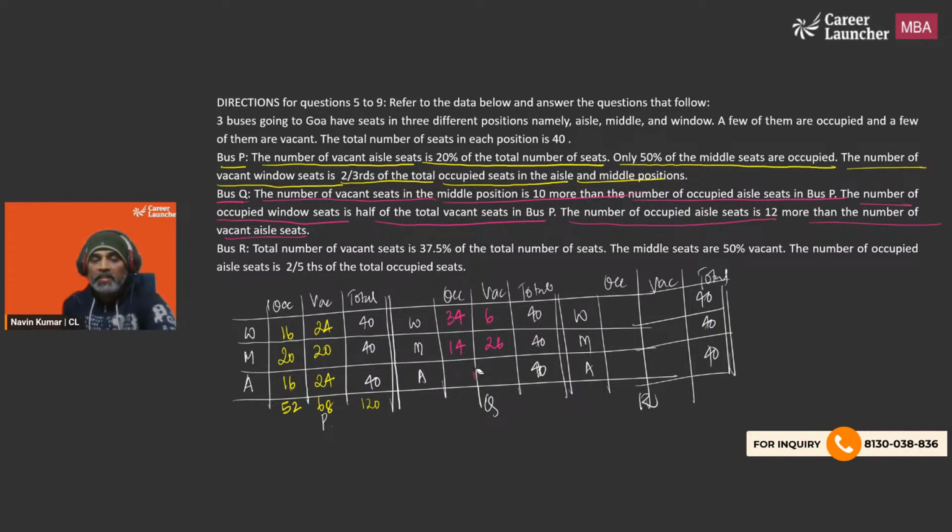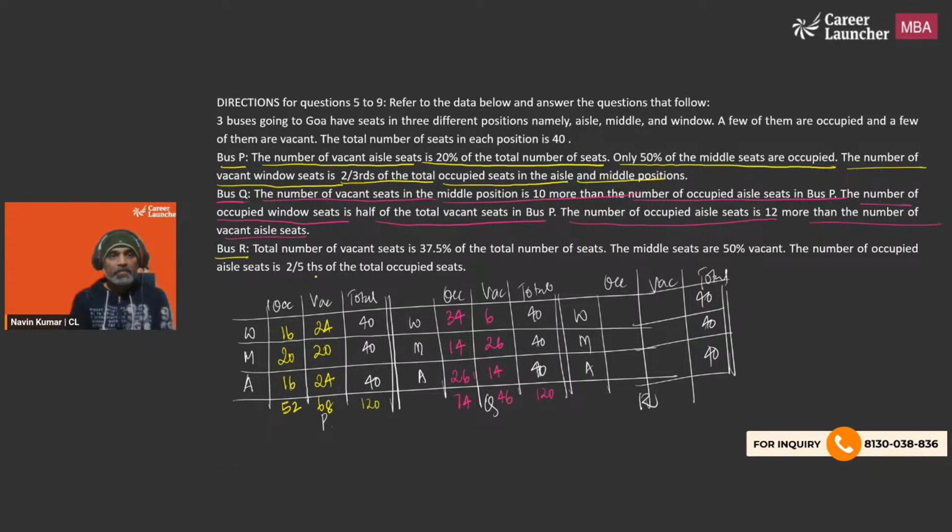Adding 6 would mean that half of 40 is going to be 20. So this is going to be 26, and this one is going to be 14. So that the number of occupied aisle seats is 12 more than the number of vacant aisle seats. Now, total occupied is going to be 74 out of 120 overall. So the remaining 46 is going to be vacant.